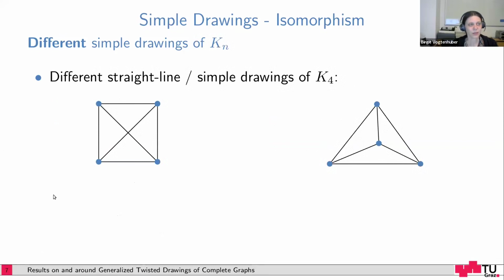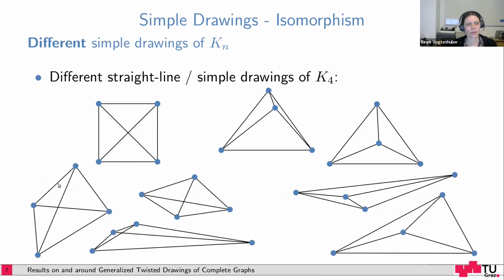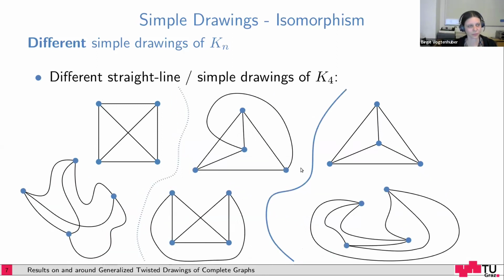If we look at simple drawings of complete graphs, there are obviously two different straight line drawings of the complete graph on 4 vertices, but there are of course many more. However, these many more naturally group in two groups, the ones with a crossing and the other ones with a triangular convex hull and no crossing. And in each of those groups, all the drawings are strongly isomorphic, and the two groups amongst each other are not weakly isomorphic and not strongly isomorphic.